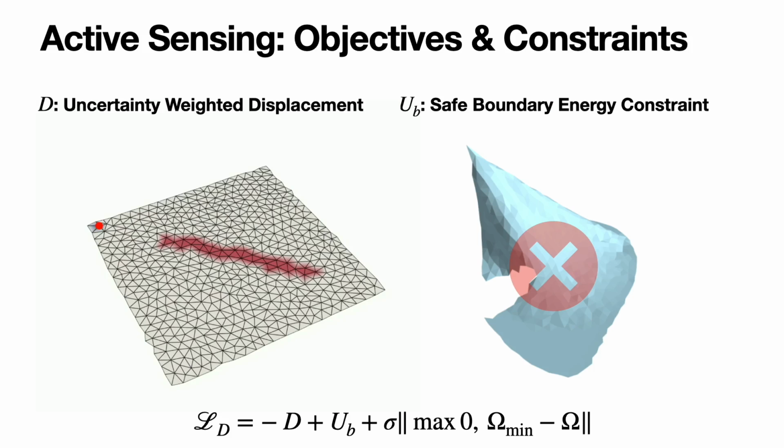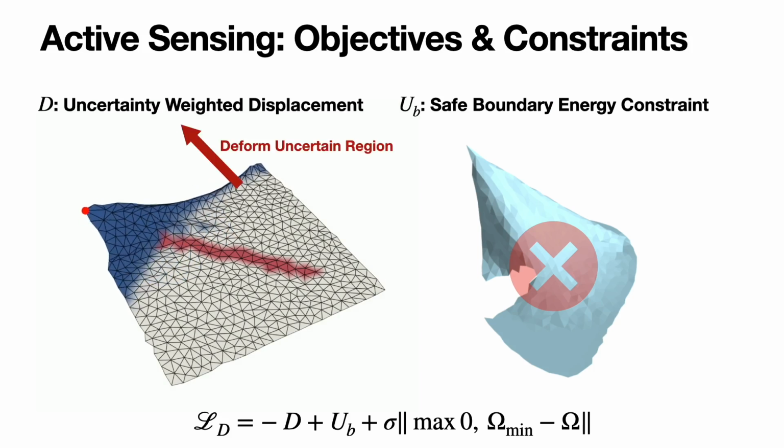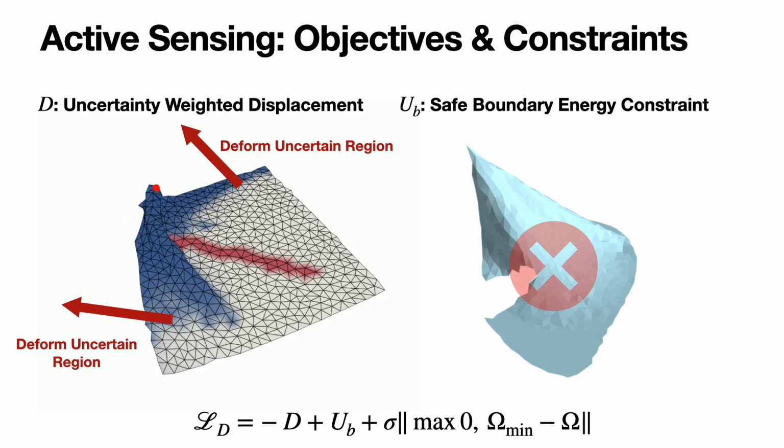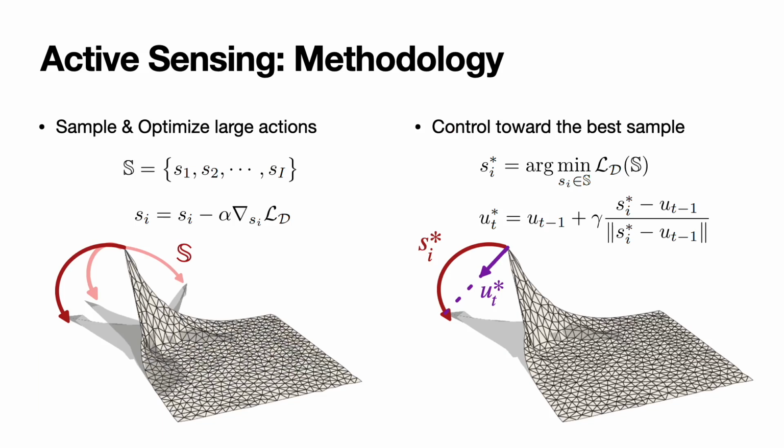Our active sensing algorithm aims at maximizing information gain while respecting safety-critical constraints in surgery. For information gain, we prioritize deforming uncertain areas of the tissue. We enforce safety by constraining the spring energy on the estimated boundary constraints, and add a soft constraint to penalize actions that actually exit the safe workspace. Our final objective is written as a sum of all these terms. To select the next action, we start with an initial set of large action samples. Each action is then iteratively refined based on its gradient with respect to our objective function. We then select the best sample and take a step in its direction.